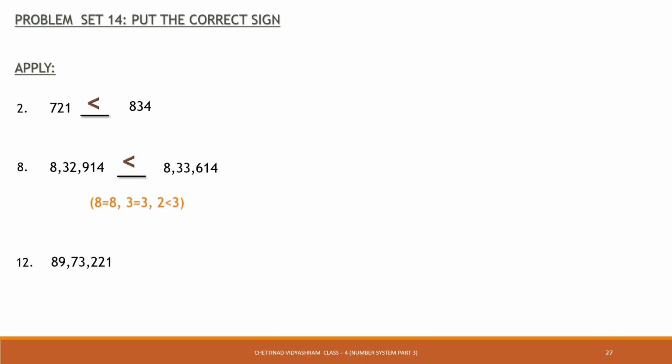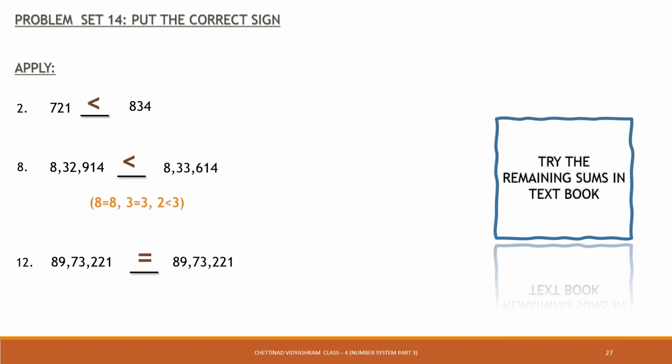Moving on to the 12th sum. 89,73,221 and 89,73,221. By looking at the number itself, we can say both are equal. So, equal symbol. Understood, children? How to put the correct sign? Try the remaining sums in the textbook.